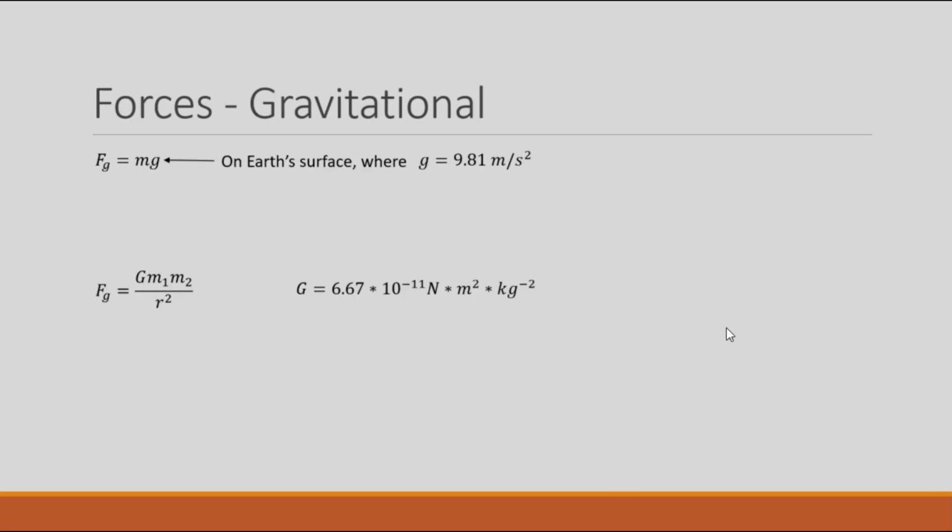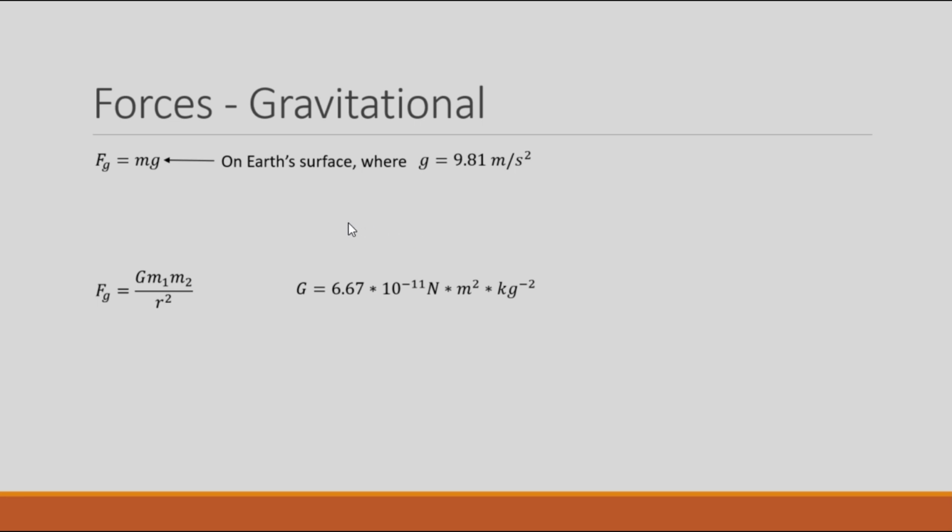The first force we'll cover is the force of gravity, which pulls objects of mass together. On Earth's surface, we can just use the formula that the force of gravity is equal to mg. This little g is the acceleration due to gravity, equal to 9.81 meters per second squared.